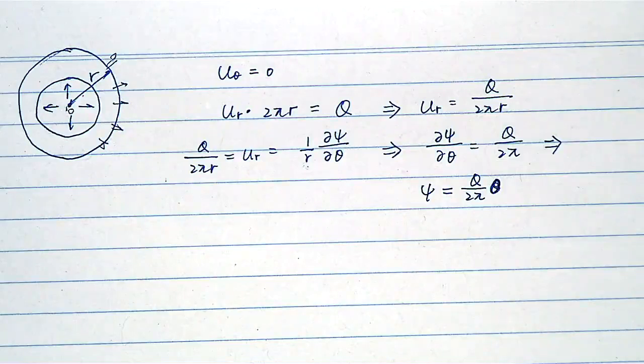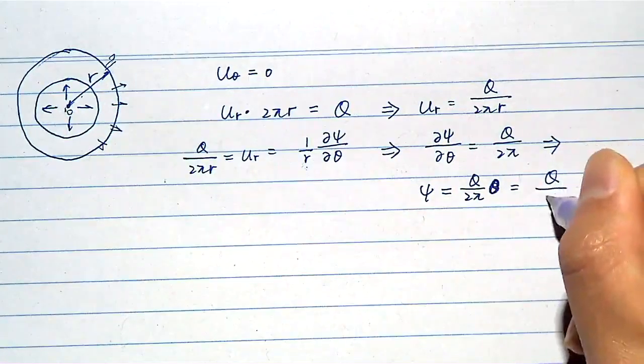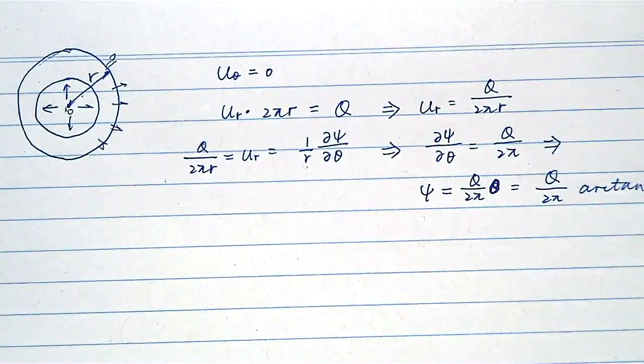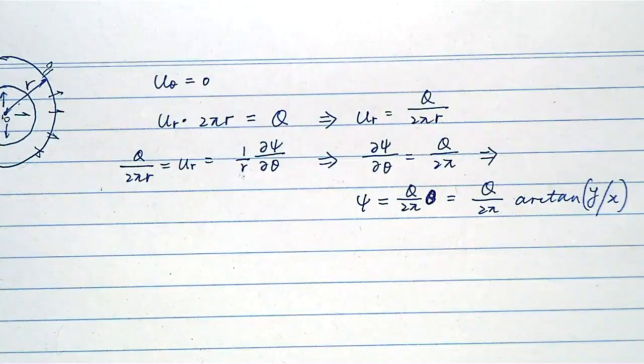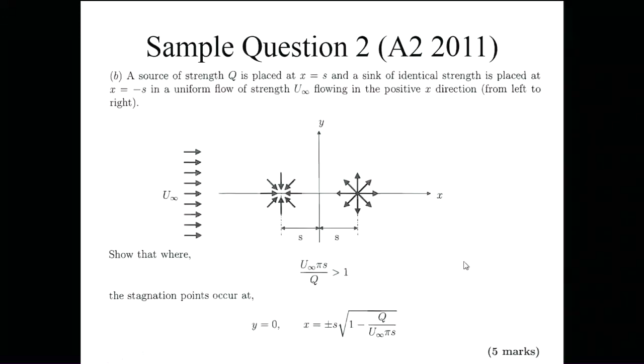Okay, so that's question 1. And if you want to write it in the Cartesian coordinate, it's just q upon 2 pi arctangent y divided by x. Okay, so far so good. I'll switch to the laptop again. Okay, that's part A. We got 2 marks.